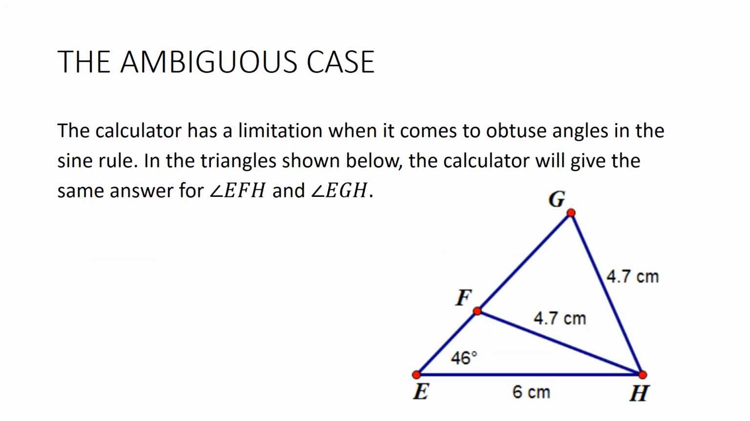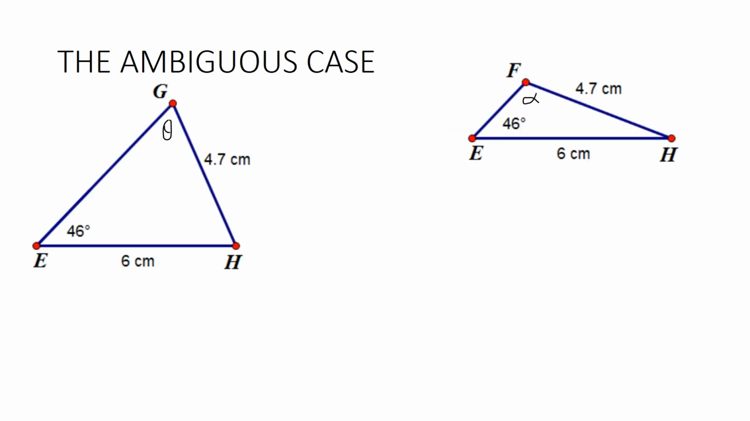The calculator has a limitation when it comes to obtuse angles in the sine rule. Do you remember what obtuse angles are? They're angles between 90 and 180. So in the triangles shown below, the calculator will give the same answer for angle EFH, which is this one, and EGH. And they're obviously not the same angle. Let's have a look what happens. I've split the triangle up into the two different triangles. Let's do this one first.